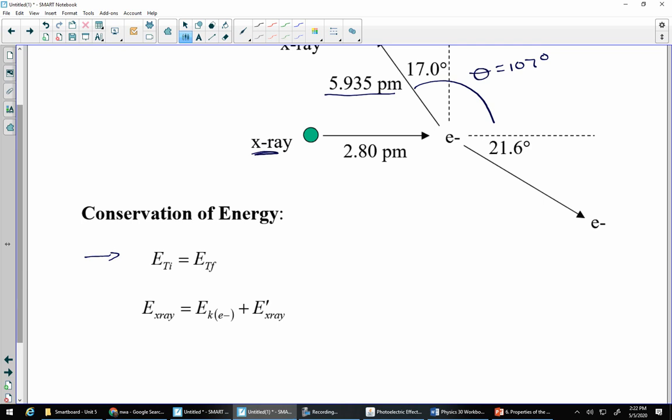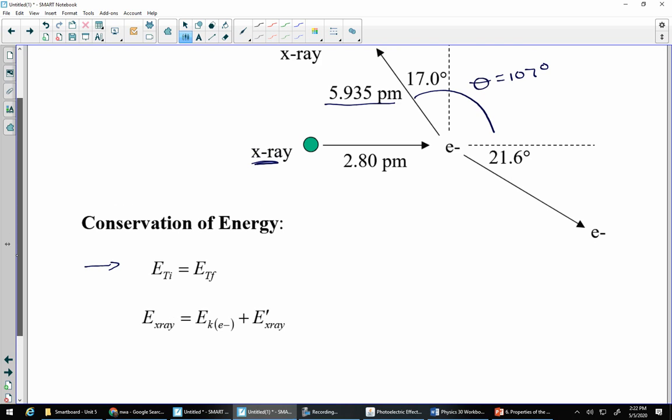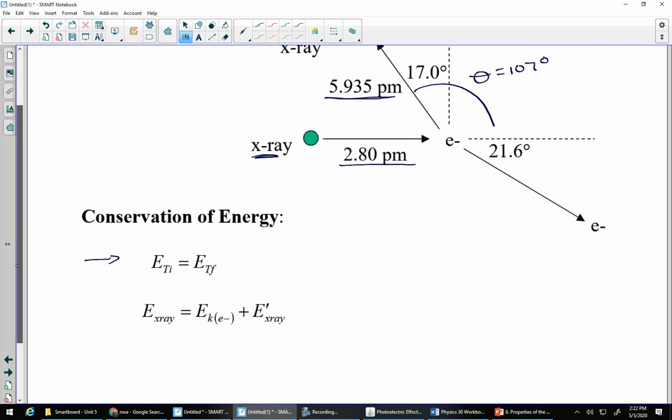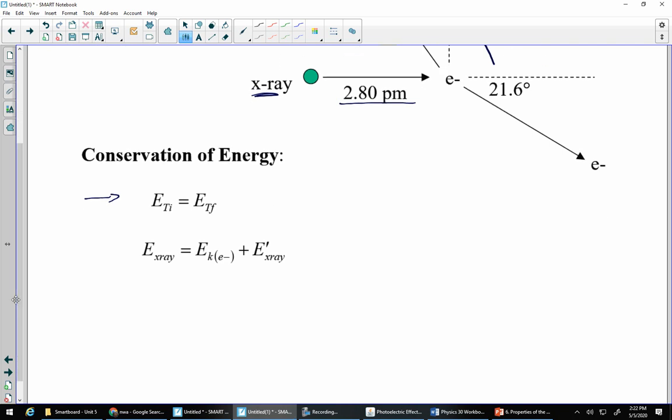Then where all that energy goes is it goes to kinetic energy of the electron plus the photon energy of the X-ray after. So once you've got that written out, let's just start to expand on that a little bit. Now, notice with the diagram up here, we've got wavelengths. So wavelength after, wavelength before. So for my photon energy, I'm going to use hc over lambda. And kinetic energy, I think the question is just asking for kinetic energy.